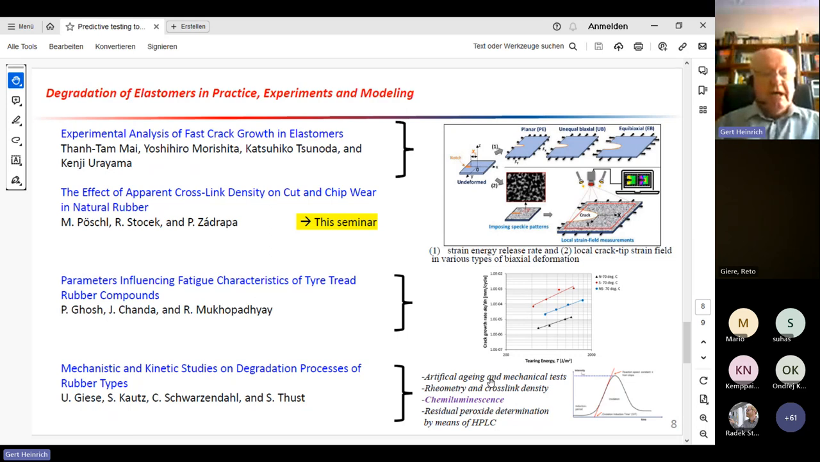This is very sensitive. We also have chapters from Zlin about the effect of the apparent crosslink density on the cut and chip wear behavior in natural rubber. We have a chapter from Jk Tyres in India about the parameters which are influencing the fatigue characteristics of tire tread rubber compounds. You see here a sketch. This is a crack growth rate measured with the tear fatigue analyzer for compounds consisting of natural rubber, styrene rubber, and a blend of natural and styrene rubber at elevated temperature, in that case at 70 degrees. So it also shows the influence of thermal effects on this crack behavior in these materials that, of course, are very important for tire applications.